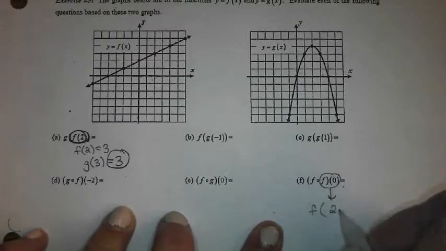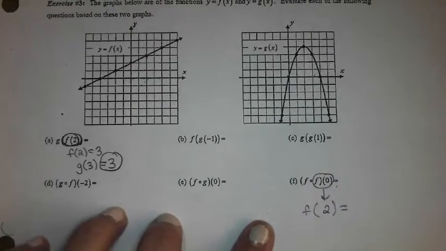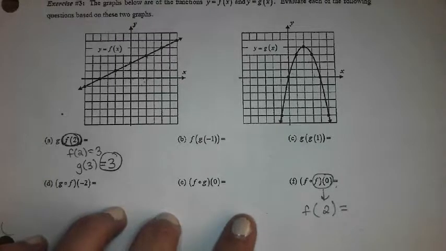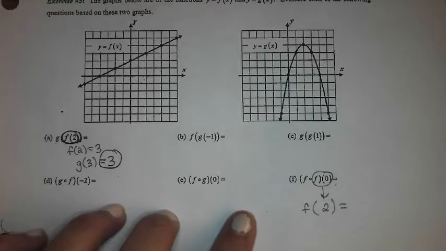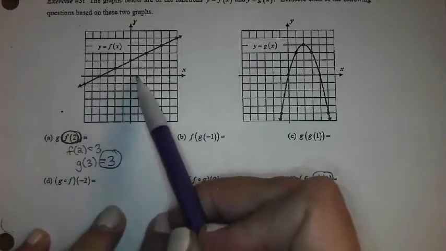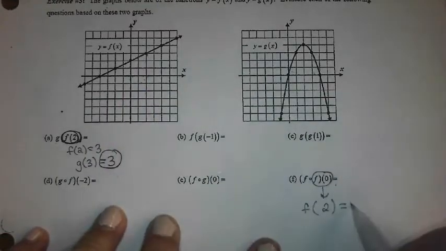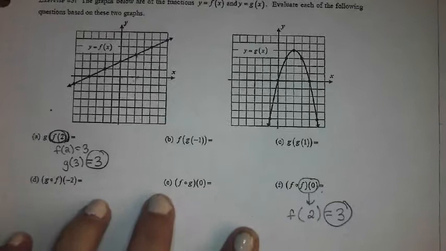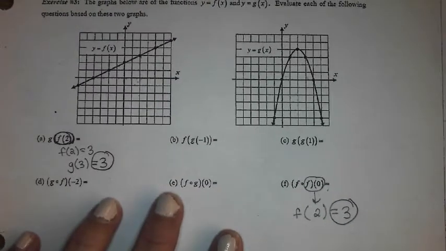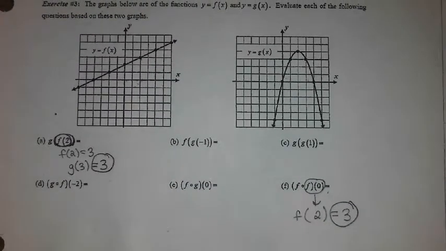So now we're doing f of 2. Take a minute to find what f of 2 is. Jake. 3. f of 2 is 3. And that's your answer for f of 0. Does this make sense? Okay. Flip over to the back.